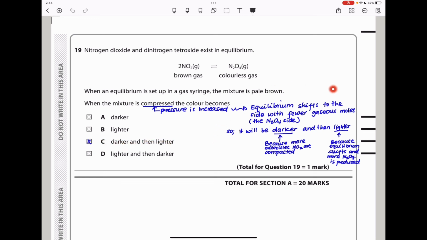The explanation is all written here. I said equilibrium shifts to the side with fewer gaseous moles, so it will turn darker first. The reason for that is because the molecules are compacted. NO2s that are brown in color are going to be compacted initially, then it will turn darker. And then it will be lighter because equilibrium will be shifted to the product side, producing the colorless gas. So the answer for question 19 is going to be C.